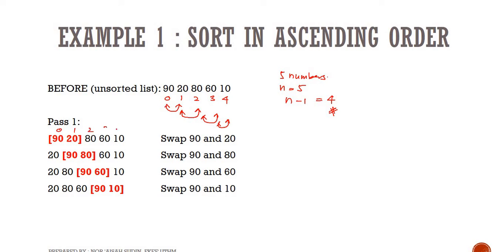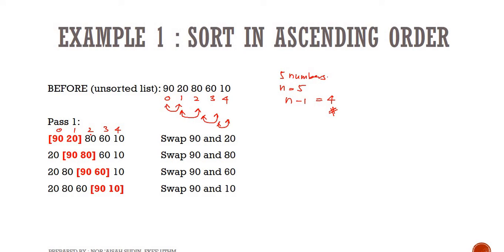Now for pass 1, we compare between index 0 and index 1. If the numbers are not in order, 90 is greater than 20, so you need to swap the numbers, because the left element is greater than the right element. So 90 and 20, we need to swap. For the next step, we compare index 1 and index 2, 90 and 80. 90 is greater, so we need to swap between 90 and 80.